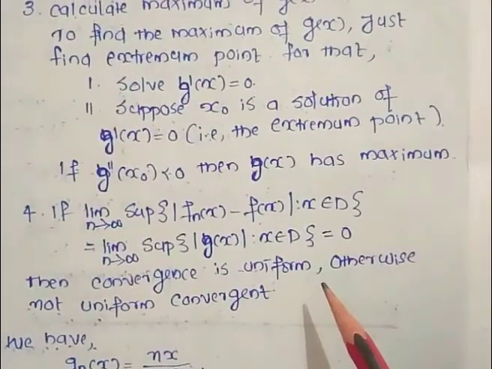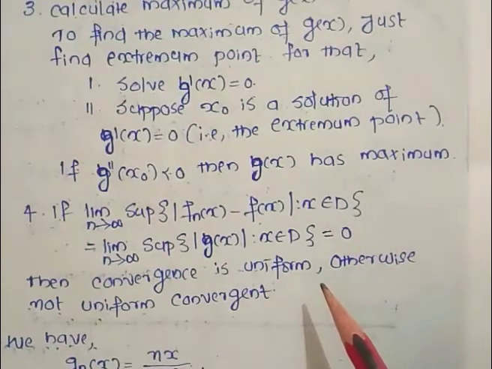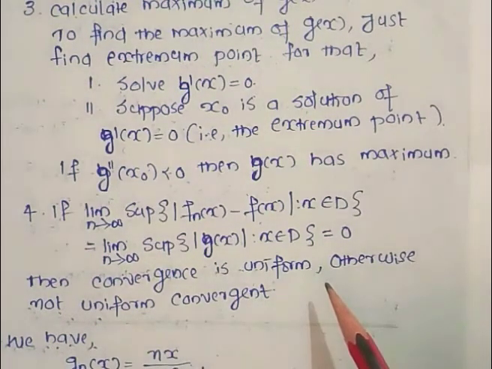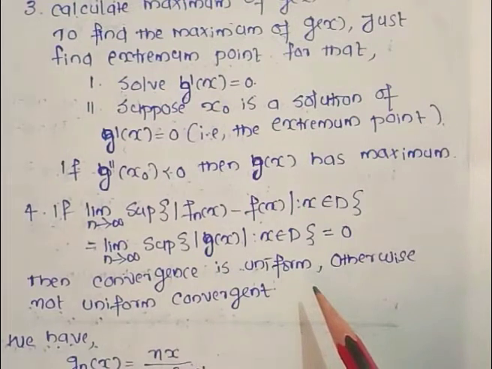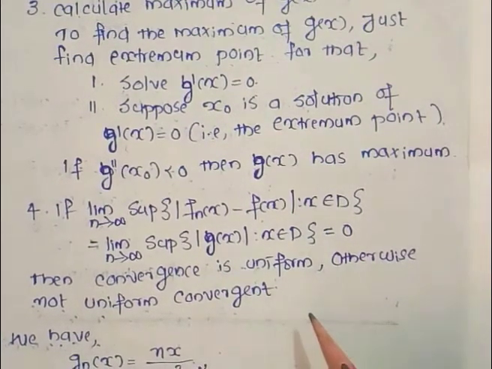Then the fourth step: if limit n tending to infinity supremum of mod Fn of x minus f of x such that x belongs to D, which is equal to limit n tending to infinity supremum of mod g of x such that x belongs to D, is equal to 0, then the convergence is uniform. Otherwise, it is not uniformly convergent.